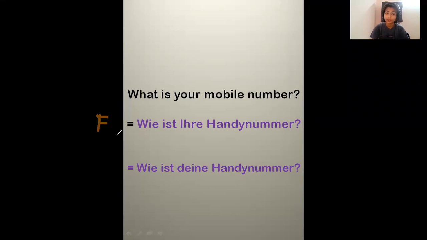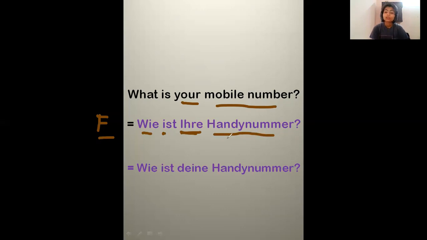So in formal settings, you will say "Wie ist Ihre Handynummer?" Literally this means how is your mobile number. Wie is how, ist is, Ihre is your. There are two ways of saying your in German. The one is formal and the other one is informal. So Ihre is the formal your. Then Handynummer means mobile number or phone number.